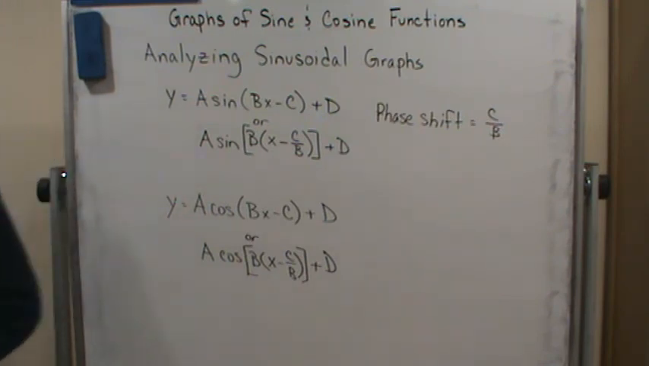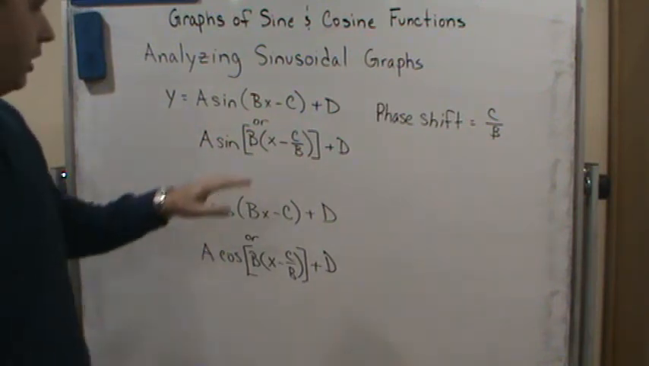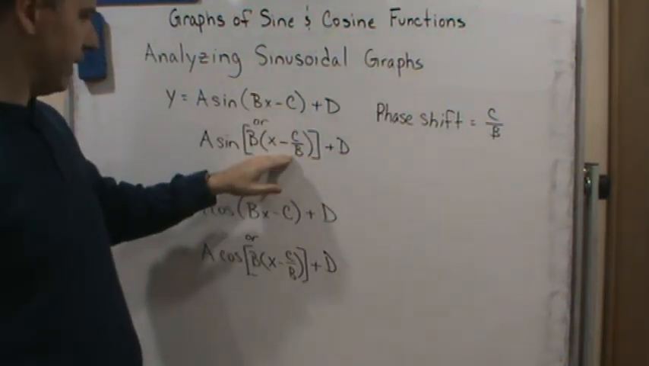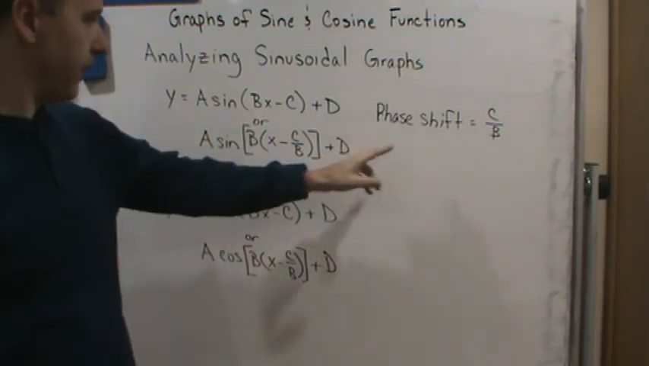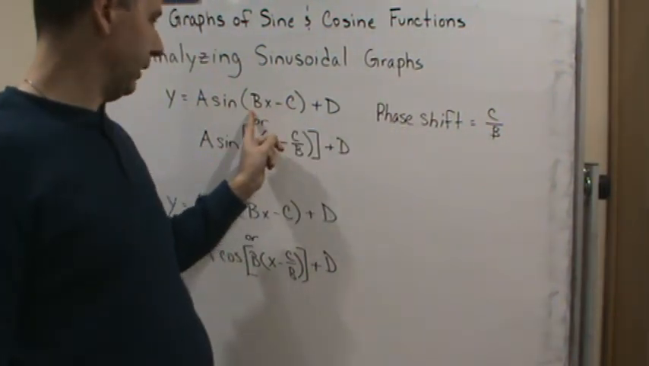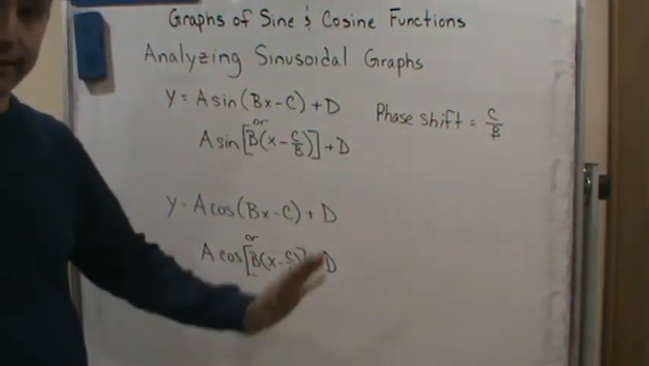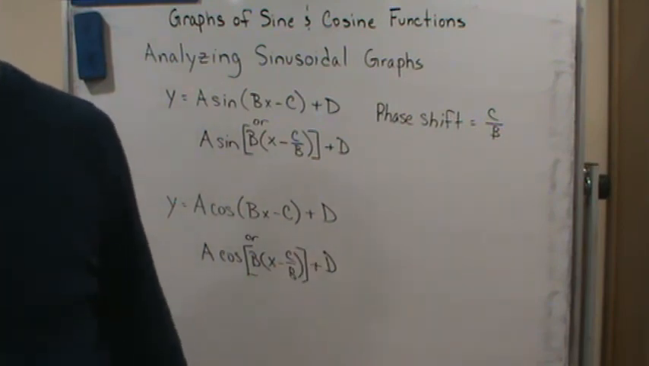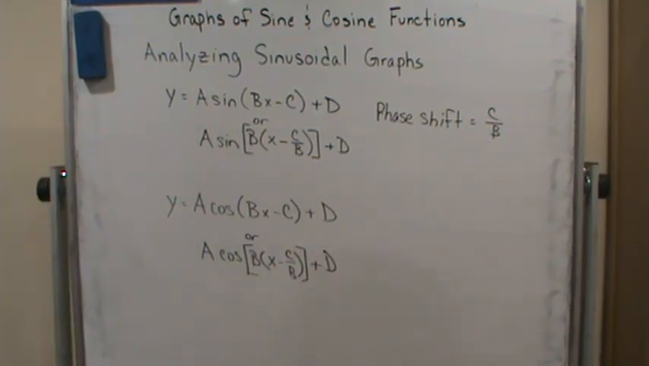What else? I think that's it. So again, just make sure whatever you're given in a problem, if it's given to you like this, you can write it like this, or just remember the phase shift is just c divided by b. Okay, if you remember that, then you'll be fine. Okay, take care. We'll come back and do some examples.